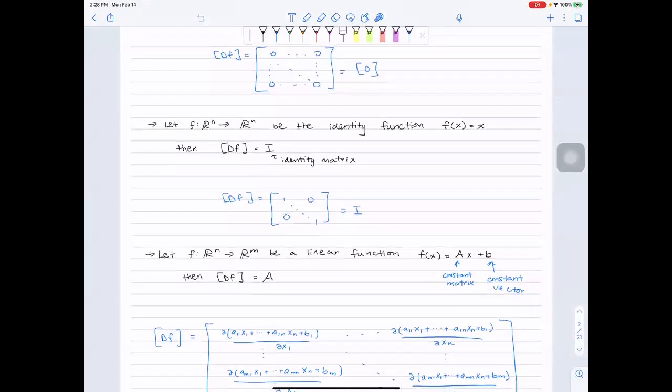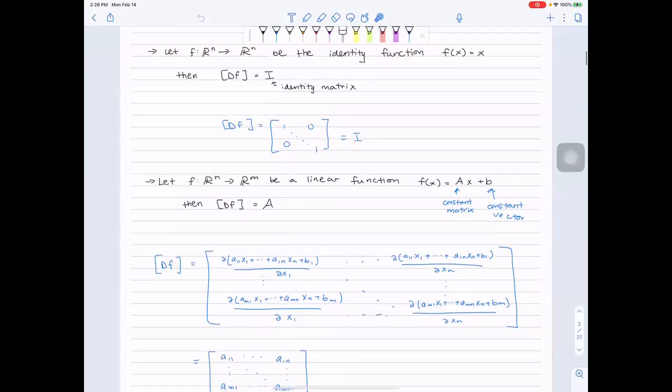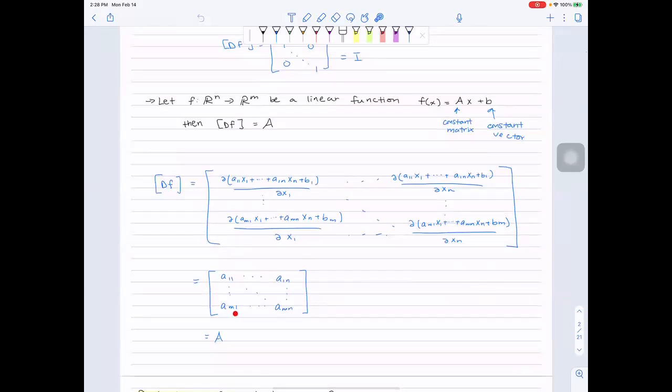If you have a linear function like Ax plus b, where A is some constant matrix, then our derivative matrix will just be all of those constants from your matrix A. So it'll be like A11 all the way down to AM1. Essentially, it gives you back the matrix A. You can think about it because you're taking the derivative with respect to x. If you were taking the derivative normally, it'd give you f prime of x equals A.